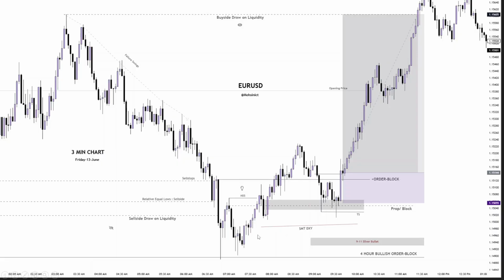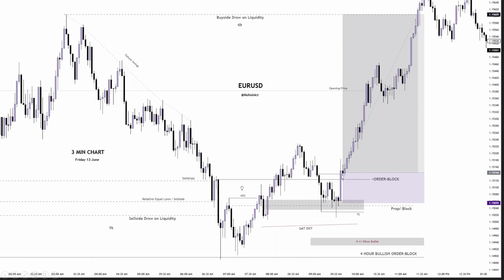And we have clear SMT right here with DXY. DXY took this low with this swing, but euro dollar failed to take this low with this swing. So that's an SMT, a divergence between two correlated assets like DXY and euro dollar. And then we went long from this candle.